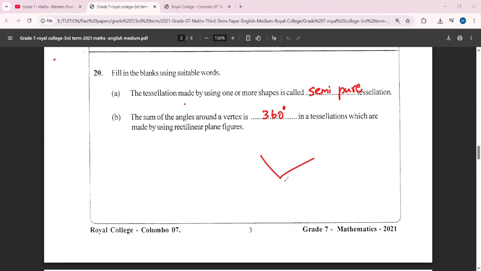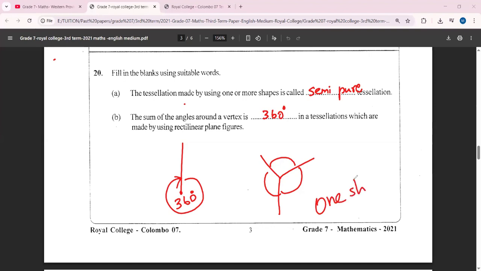So let's see. If something comes like this, this angle, this angle, and this angle, when you add up all these angles, it becomes 360 because the angle around one point is equal to 360. And if there is any tessellation which has been made by using only one shape, it is called pure tessellation. So I think you understand all these things.